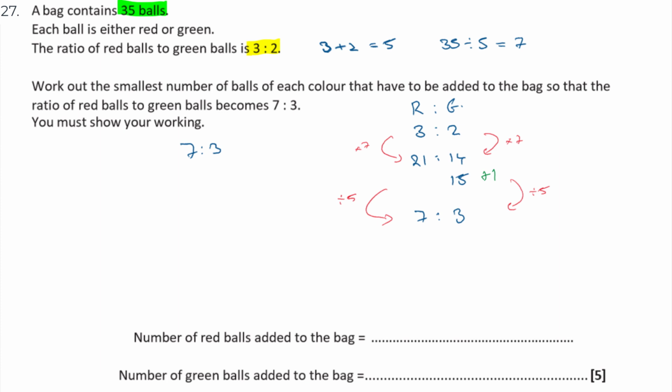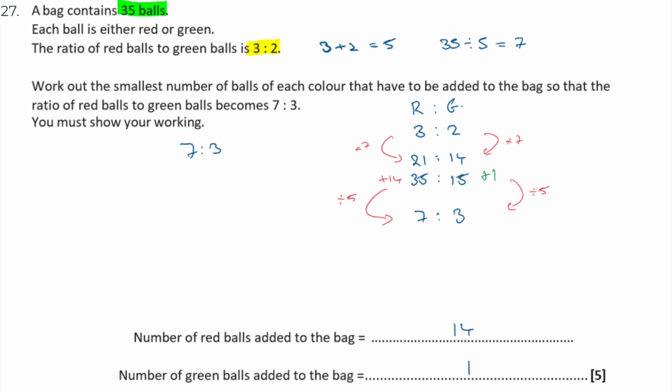5 sevens are 35. So I guess if I added 14 in here, then that would give me 35 red balls and 15 green balls, which, if you divide both sides by 5, is going to give you the required ratio of 7 to 3. I think that works. So the number of red balls added to the bag, I'd need to add 14 red balls, and the number of green balls added to the bag, well, I just added 1, didn't I? So altogether, we added 15 balls.